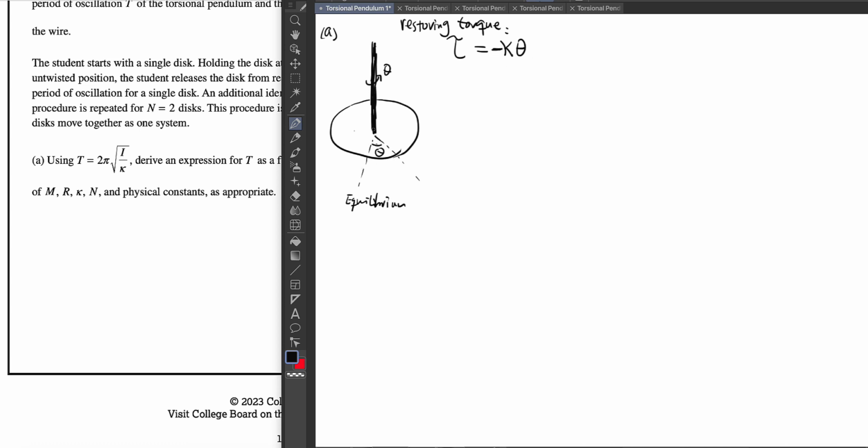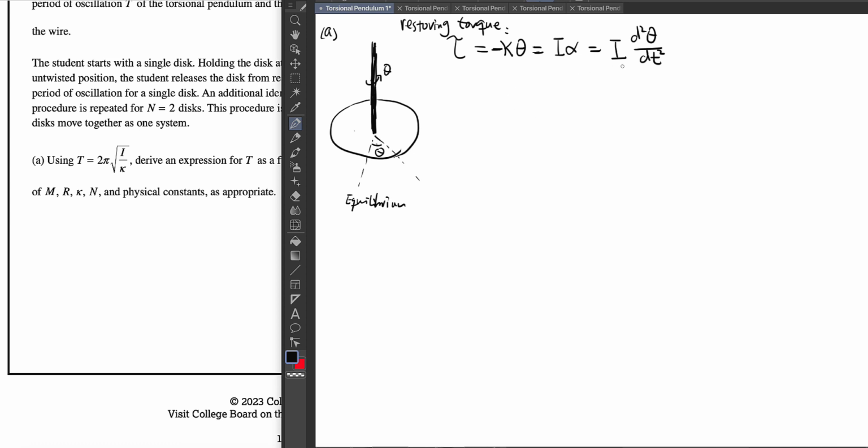Think about this case here. The displacement is counterclockwise. The angular displacement is counterclockwise. However, the torque is clockwise, so that's why it's negative. Equals I alpha. Okay, so I is the moment of inertia. That's the same I in the question here, and alpha is the angular acceleration, so it's the second derivative of angle theta with respect to time.